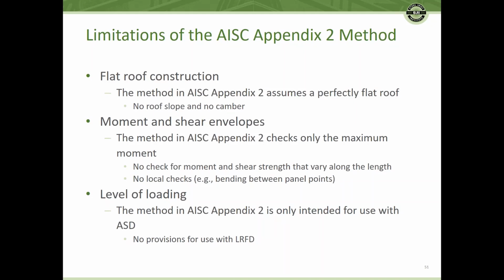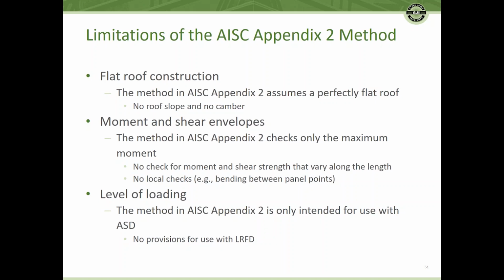And this might actually speak to the question as well. The AISC Appendix 2 method assumes a perfectly flat roof. That means no roof slope and no camber, both of which can be beneficial in resisting ponding. So for instance, even with the minimum roof slopes, ponded water can be limited to covering only a portion of the bay, as opposed to covering the whole bay, as is assumed in the AISC Appendix 2 methods.